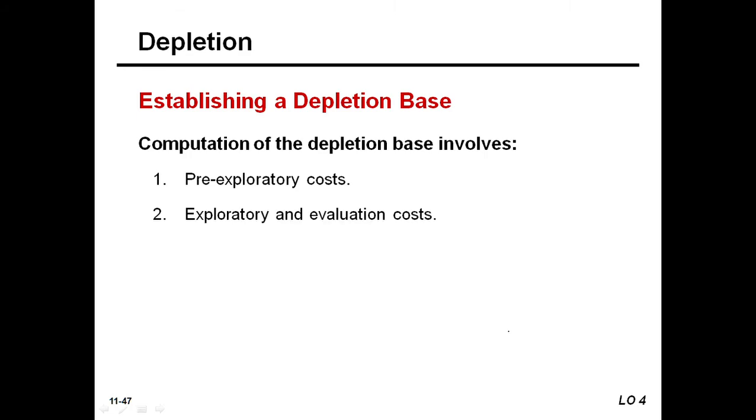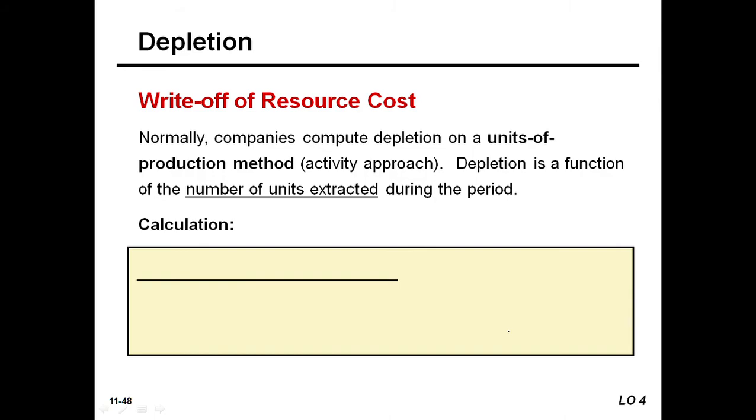Second is the exploratory and the evaluation cost. So once you start the exploration, all the cost involved will be the cost of your mineral asset, or we can call it the cost of the natural resources, and also the development cost. So all cost that is involved can be considered as the depletion base to calculate the depletion amount. So write-off of resource cost, in other words, allocating the depletion cost to each year.